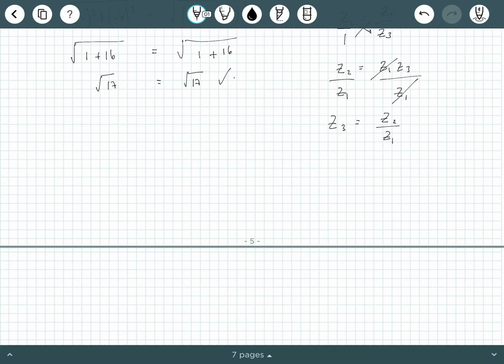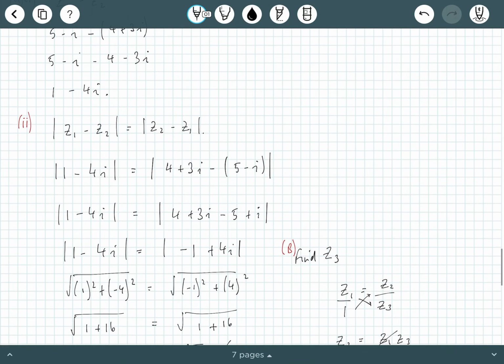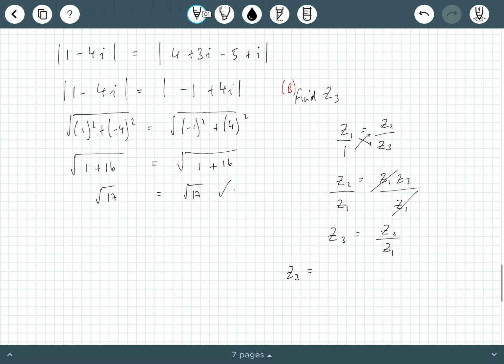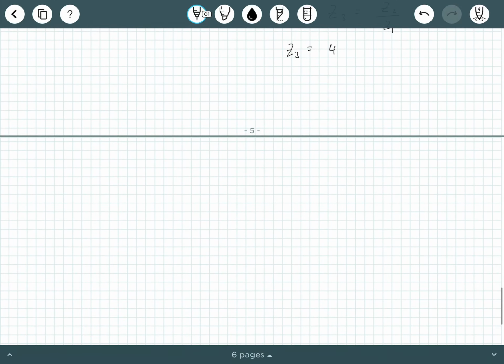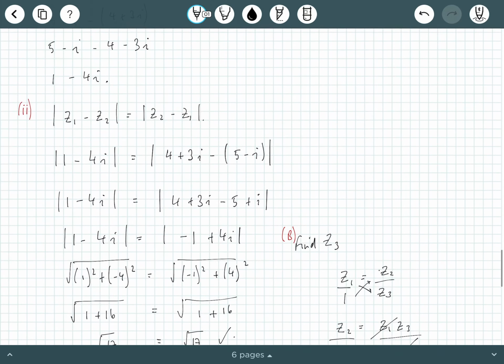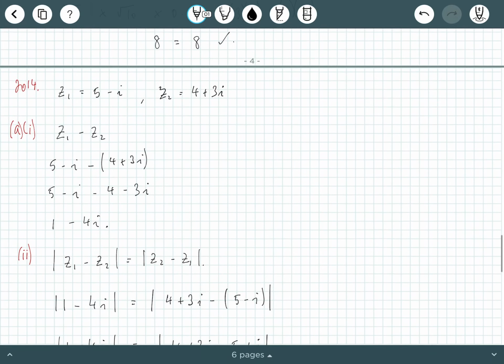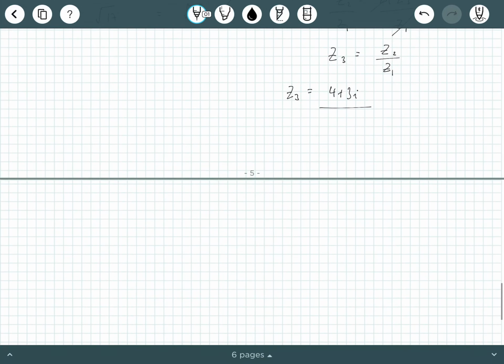Probably run out of space here, but I'll move on to the next page. So Z3 is equal to Z2. Now we know what Z2 is, Z2 is 4 plus 3i, and we want to put that over Z1, which is 5 minus i. As we've seen many times before, lads, multiply above and below the line by the conjugate of the denominator. In this case, it's just changing the imaginary sign. We multiply these out, lads, and we tidy it up till we get a complex number.